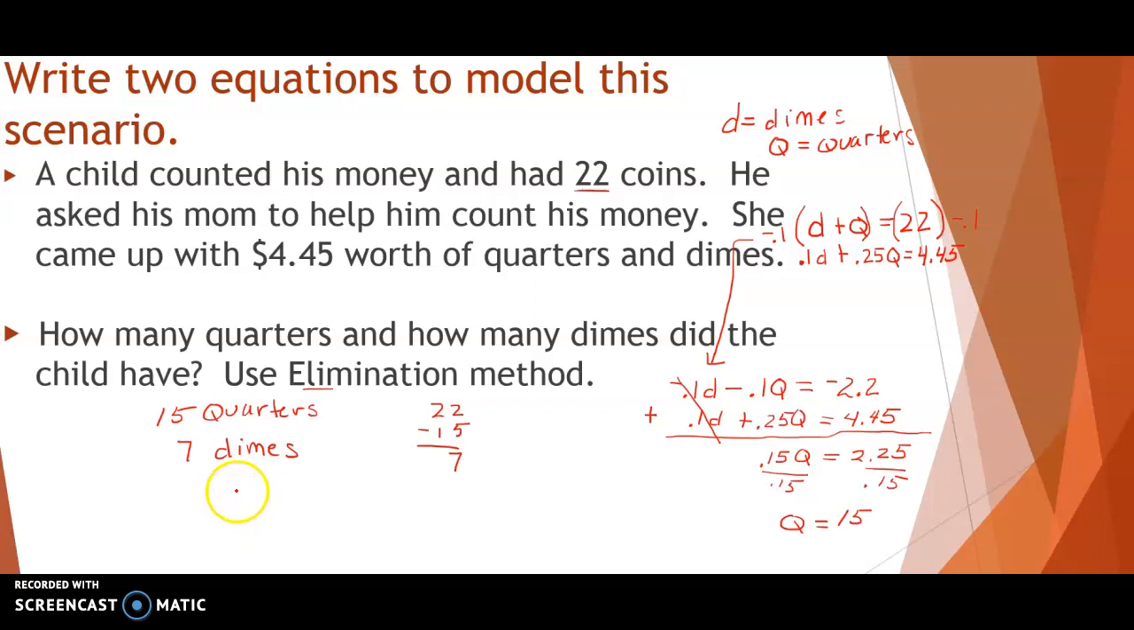I can check my work. So 7 dimes would be 70 cents, 0.70. 15 quarters, well, that would be almost $4 because 16 quarters would be $4, so $3.75. And then if I add these up, 4, carry the 1, $4.45. So it definitely checks out with how the child counted, because if I add these up, I have 22 coins. And with how the mother counted, I have $4.45 as their value.